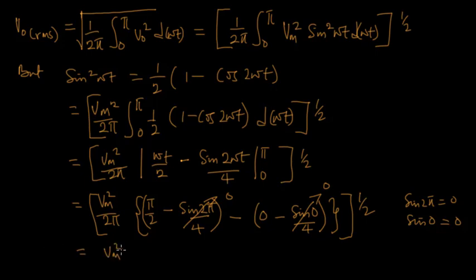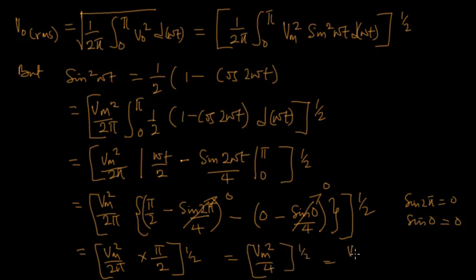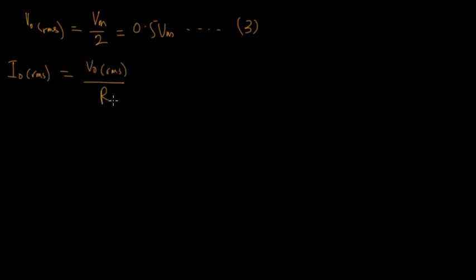So this tends to 0 and this tends to 0. That will give us Vm square over 2 pi times pi over 2, raised to power 1 over 2, which is the same as Vm square over 4 raised to power 1 over 2, which is Vm over 2, or 0.5 Vm. Our Vout root mean square will be equal to Vm over 2, which is the same as 0.5 Vm. I will call that equation 3. Similarly, the RMS load current, Iout RMS, will be equal to Vout RMS over RL. That's Vm over 2RL, or 0.5 Vm over RL. I will call that equation 4.